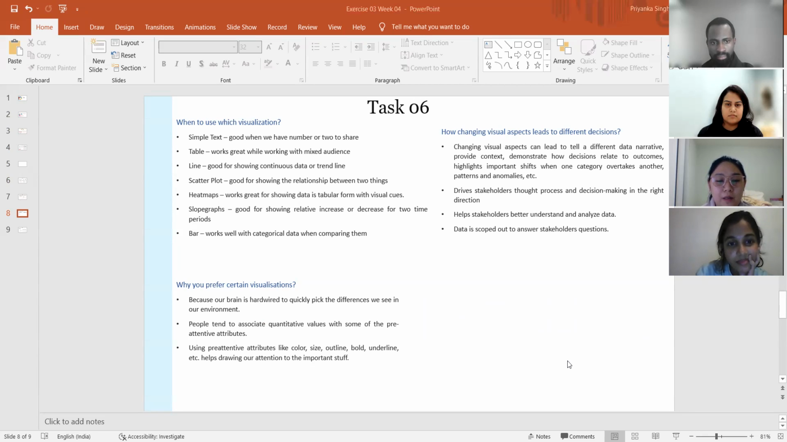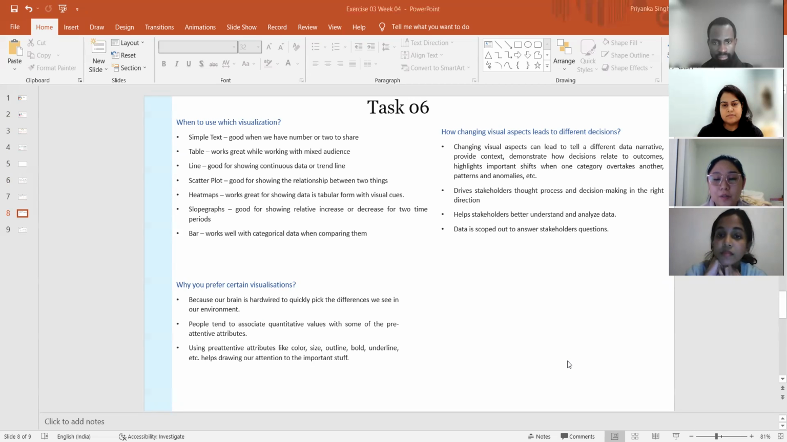So why do we prefer certain visualizations? Because the human brain is hardwired to quickly pick up differences when we see something visual in our environment. People tend to associate quantitative value with some of the pre-attentive attributes. Also, using pre-attentive attributes like color, size, outline, bold, underline helps us draw attention to the important stuff, like highlighting. And then the third question: how does changing visual aspect lead to different decisions?